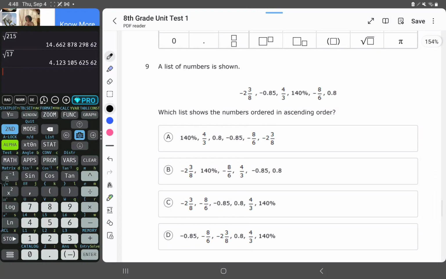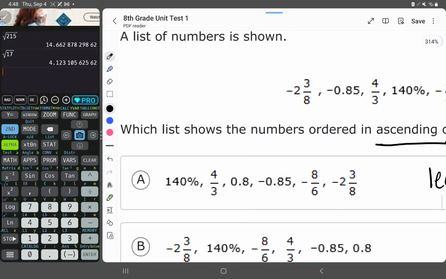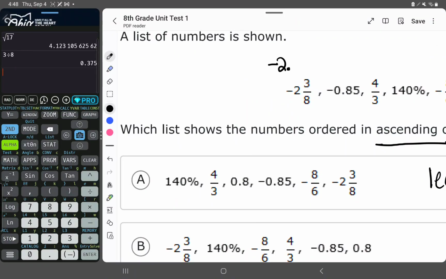This one says, which list shows the numbers ordered in ascending order? Now, ascending means going up, so that means from least to greatest. So we're going to put our numbers into our calculator. For this one, we have -2, and then we have 3/8. So we do 3 divided by 8, and that's 0.375.